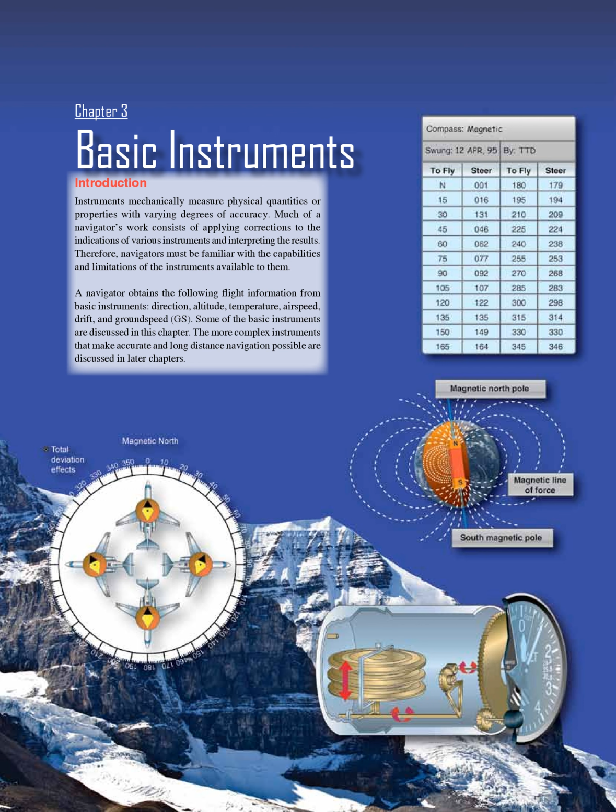A navigator obtains the following flight information from basic instruments: direction, altitude, temperature, airspeed, drift, and ground speed (GS). Some of the basic instruments are discussed in this chapter. The more complex instruments that make accurate and long-distance navigation possible are discussed in later chapters.